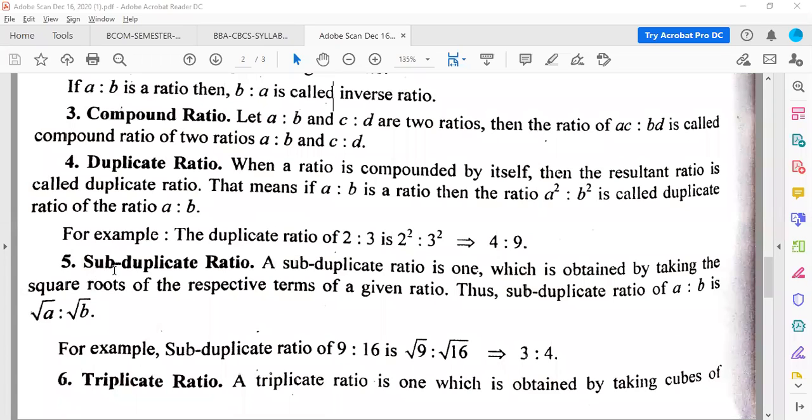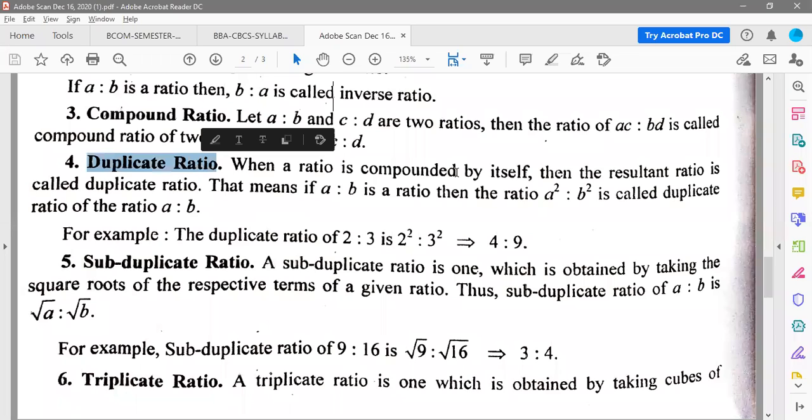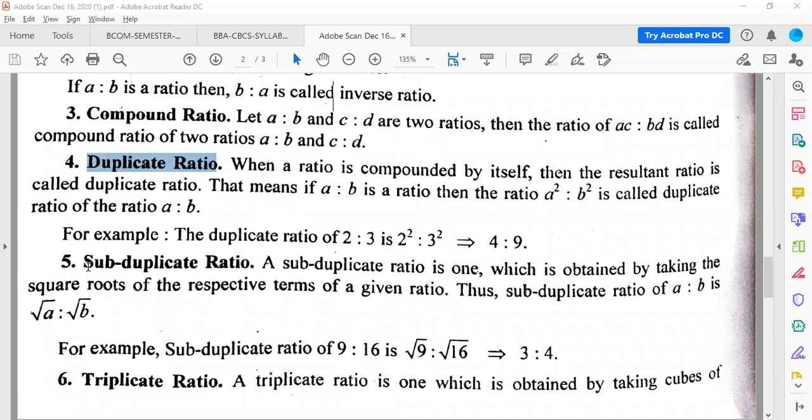And the next one is subduplicate. When in duplicate ratio you square them, subduplicate means you will have to find the square root of them. Okay, subduplicate means find the square root of the terms of the ratio. So that is known as subduplicate ratio. A subduplicate ratio is one which is obtained by taking square roots.